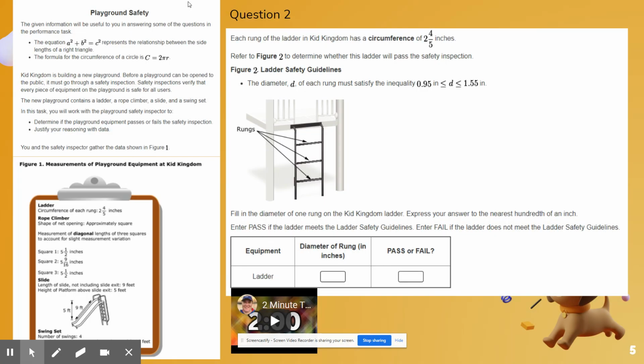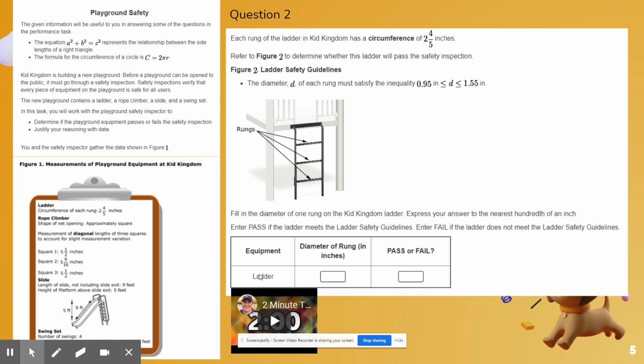Question 2 says each rung of the ladder in Kid Kingdom has a circumference of 2 4/5 inches. Refer to figure 2 to determine whether this ladder will pass the safety inspection. The diameter of each rung must satisfy the inequality 0.95 inches. So the diameter has to be greater than 0.95 and it has to be less than 1.55, right?